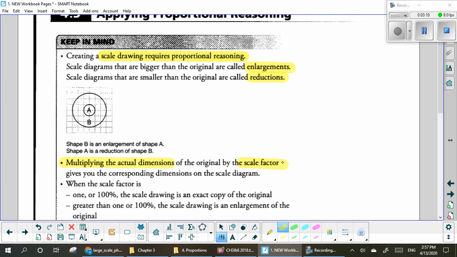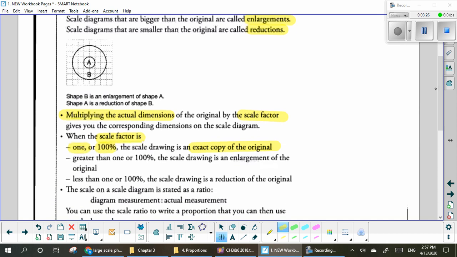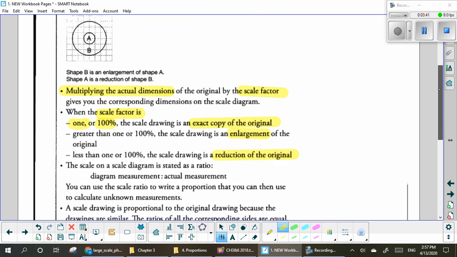If we have a scale factor equal to 1, which is also the same as 100%, you will get the exact copy of the original. Same size, same everything. If you're multiplying with a number larger than 1 or more than 100%, you will get an enlargement. Similarly, if you're multiplying with a number less than 1 or less than 100%, you will get a reduction, a smaller size object.